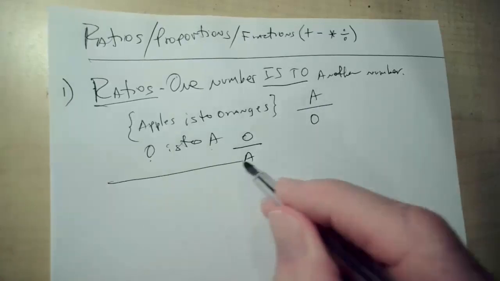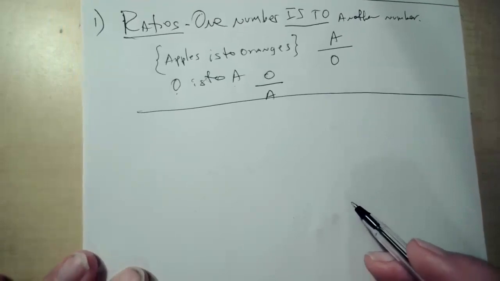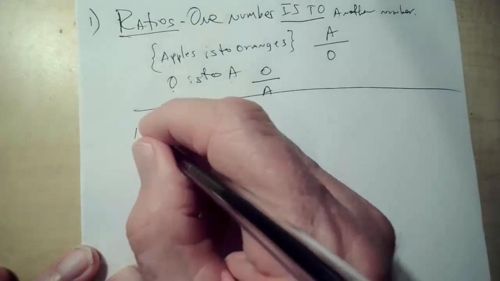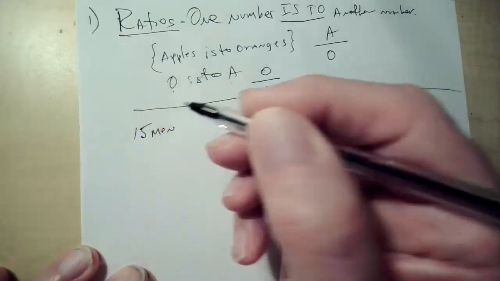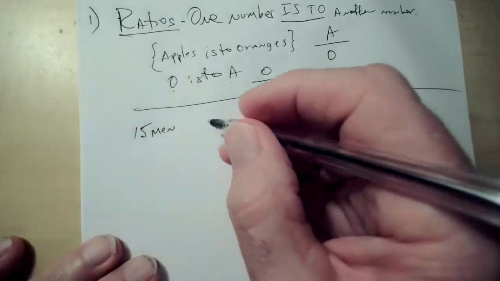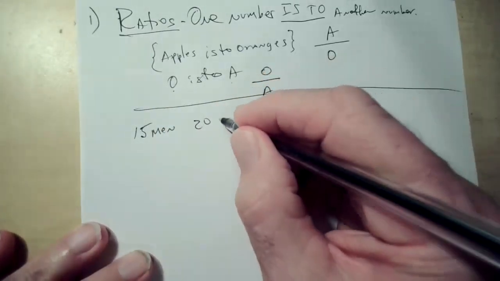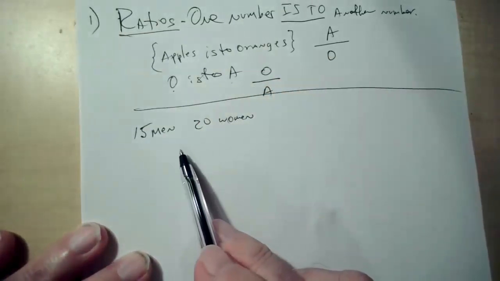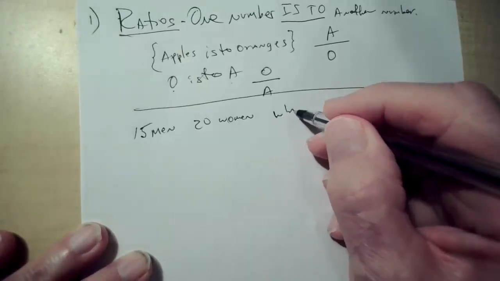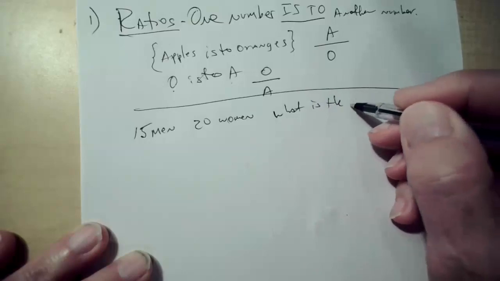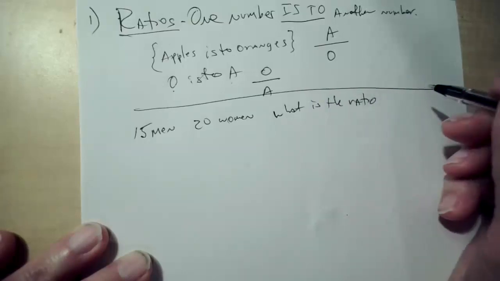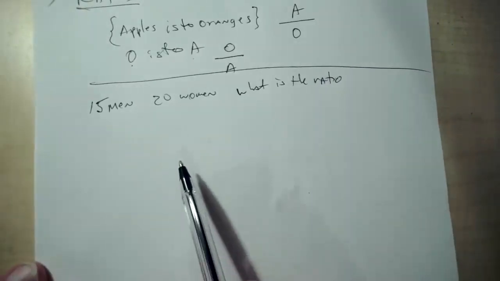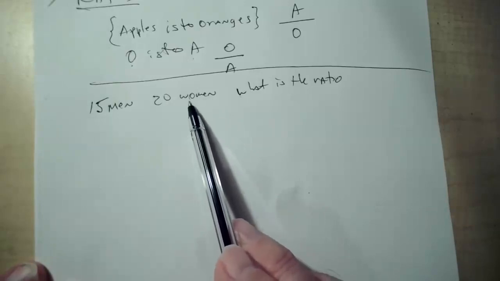Now, if we're talking about, let's say men is to women, let's say that there are 15 men in a class and 20 women. What is the ratio? You can tell my handwriting hasn't gotten any better over the years. I'm sorry, 15 men and 20 women.